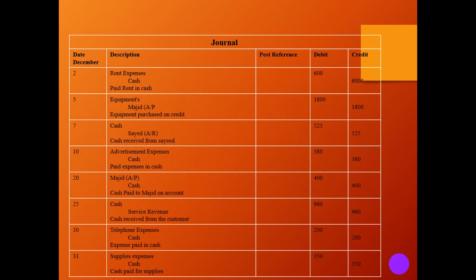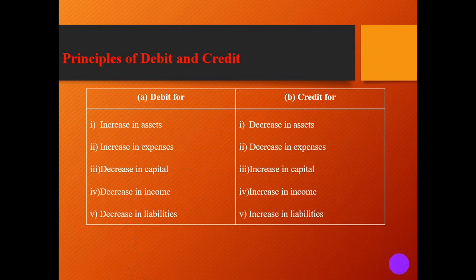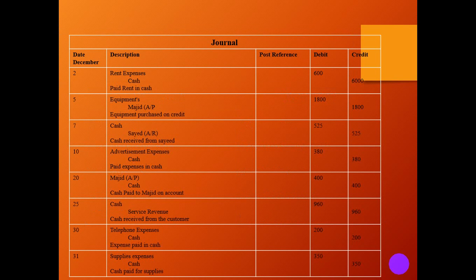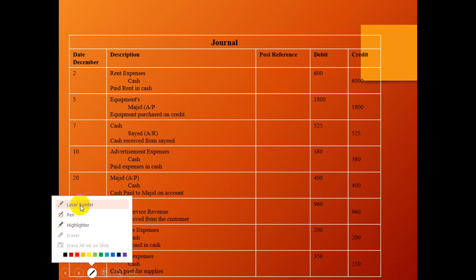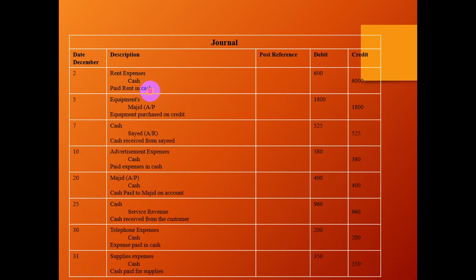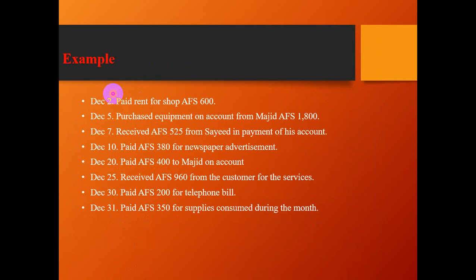Cash is what? An asset. Is the asset increasing or decreasing when you are paying expenses? Obviously it decreases. A decrease in asset has a credit balance, so it goes in the credit column. In part 6 we said narration, so we write a summary of it: paid rent in cash. That is the summary. If you go to the second example, December 5, purchase equipment on account from Majid.